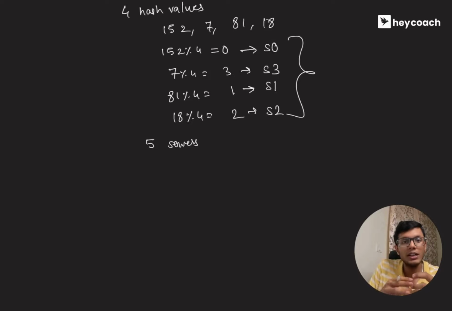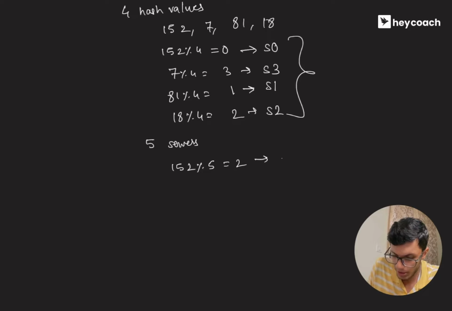I need to rebalance the data now among the 5 servers. So I would do something like 152 modulo 5, right? Which will give me 2. That means now the data resides in server 2.